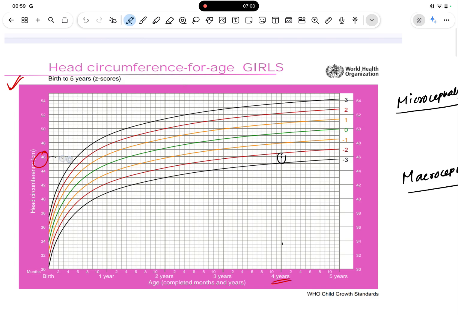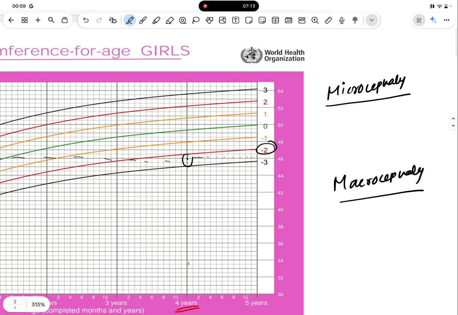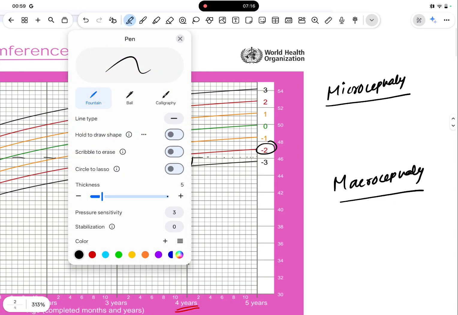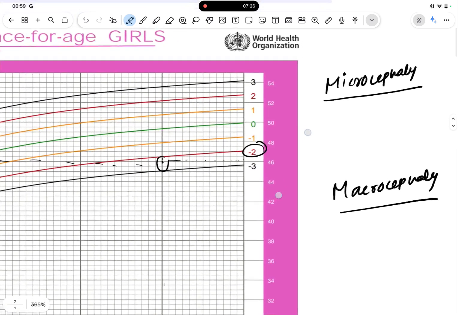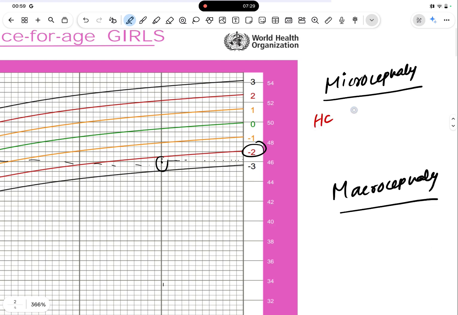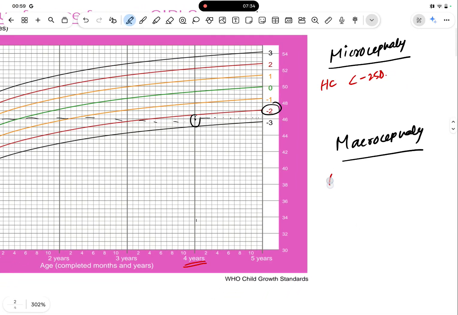Is it okay? Okay, 46 centimeter. So if we trace it back, it is coming less than minus 2 standard deviation. Okay, so what is microcephaly? That is small head. Cephaly is head, micro is small. Okay, so we will call it microcephaly. That is when the head circumference is less than minus 2 standard deviation, and macrocephaly when the head circumference is more than plus 2 standard deviation.